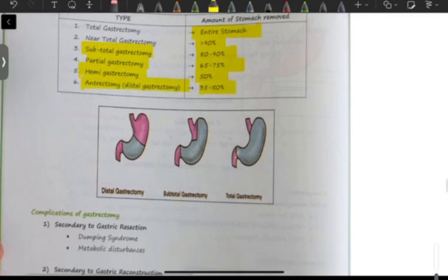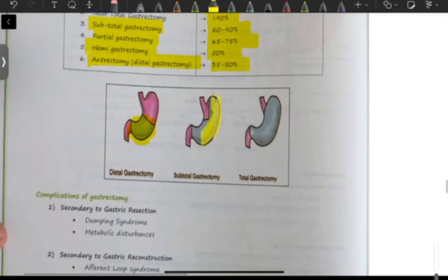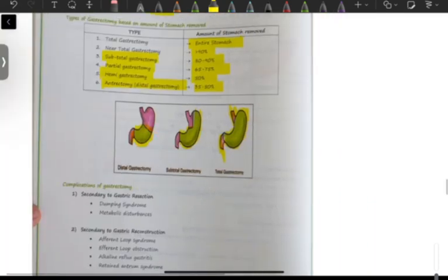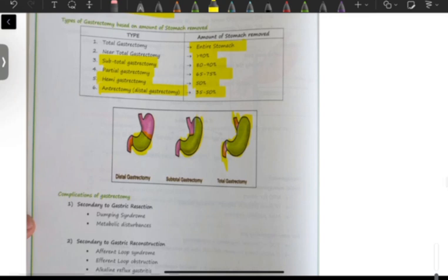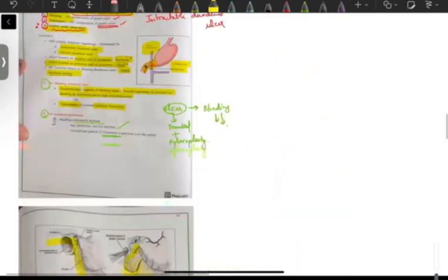Okay? So in distal gastrectomy this part of the stomach is removed. Whatever part is shown in silver color, or whatever I am highlighting now, that is distal gastrectomy. Subtotal means almost 80 to 90% of the stomach is removed. And in total gastrectomy, almost about 90% is removed, and only the cardia and pylorus part is left out. Okay, these are all just other treatments for duodenal ulcers or gastric outlet obstruction.